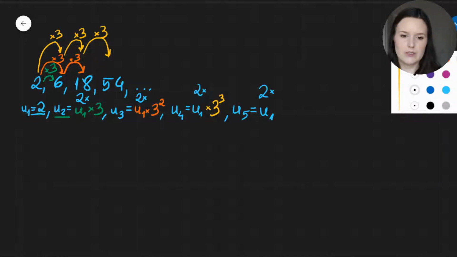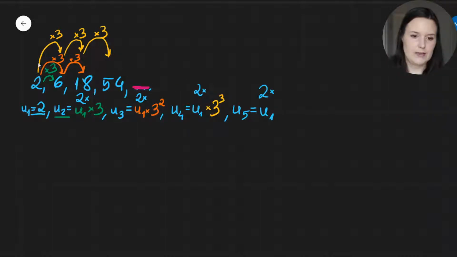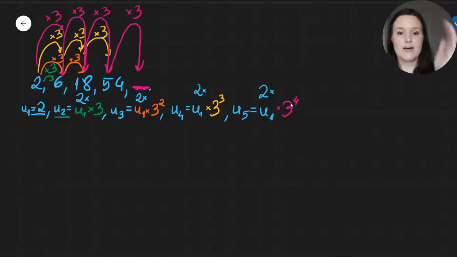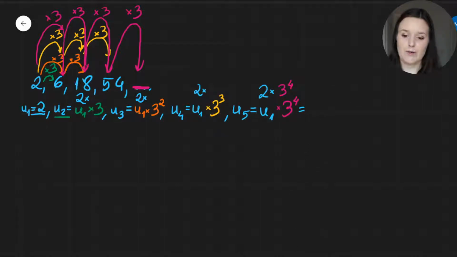And to get to u5, I have to take 2 and multiply it by 3 to get to 6. Then multiply it by 3 again to get to 18. Multiply it by 3 again to get to 54. Multiply it by 3 again to get to the 5th term. So in total I had to multiply the first term by 3 to the power of 4. 4 jumps to get from u1 to u5. So 4 times I multiply by 3. So the 5th term will be 2 times 3 to the power of 4. So that's 162.